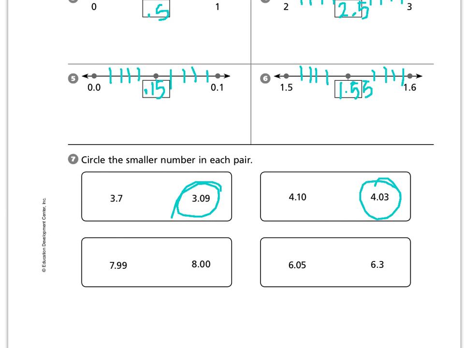7 and 8 are not the same. 7 is smaller than 8. 6 and 6 are the same. Then I have 0 and the tenths marks and 3. And I know that 3 is greater than 0.